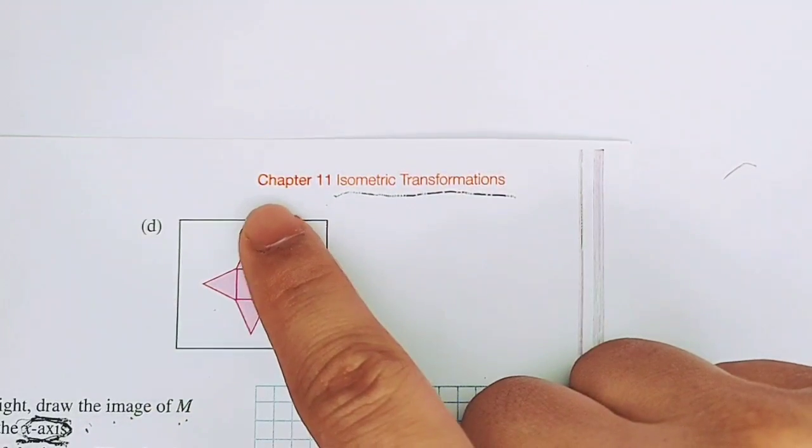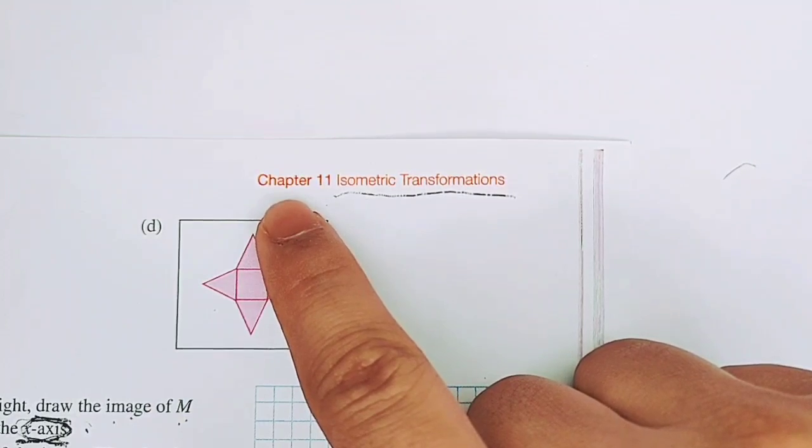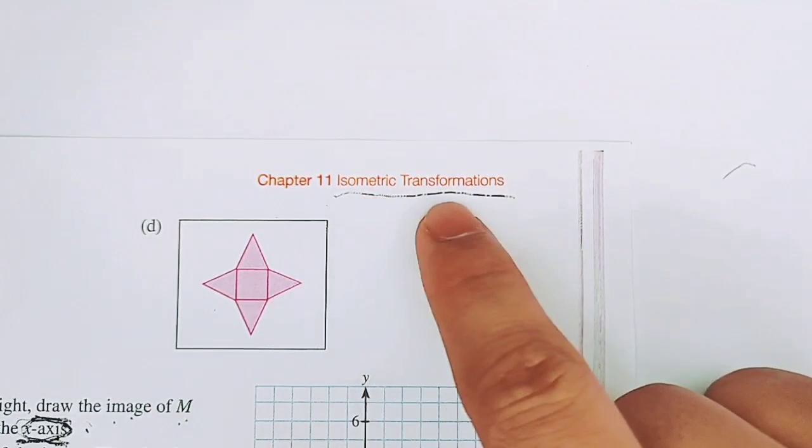Mathematics Form 2, Chapter 11, Isometric Transformation.